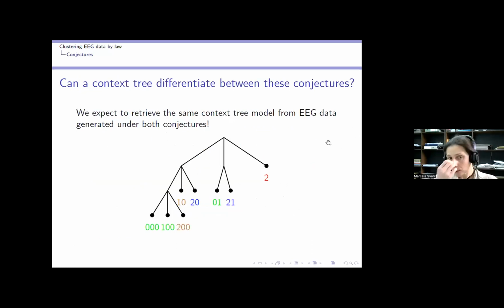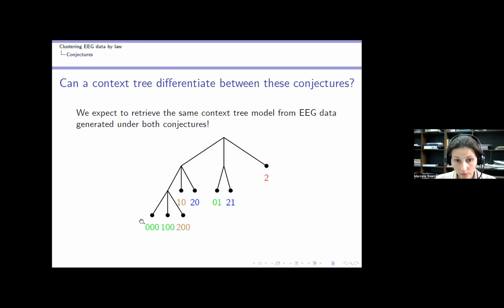So we expect to retrieve the same context tree model from the EEG data generated under both conjectures, but not the same classification structure. In the first case, the classification structure was given by the final leaves. But in this case, the classification is given by this key color that we used. All the contexts that have the same color determine a cluster. So we have these 4 different clusters. Conjecture 2 is not compatible with conjecture 1.